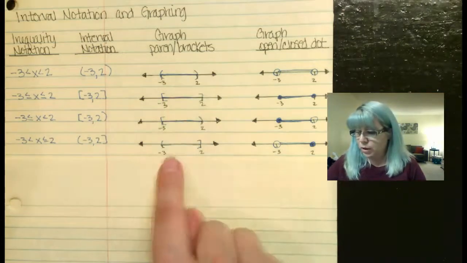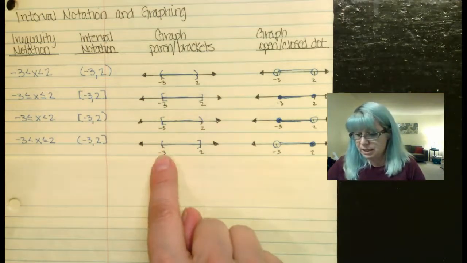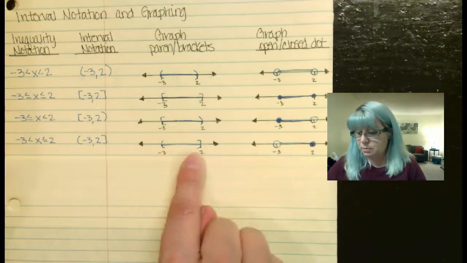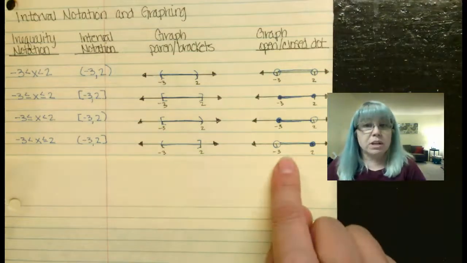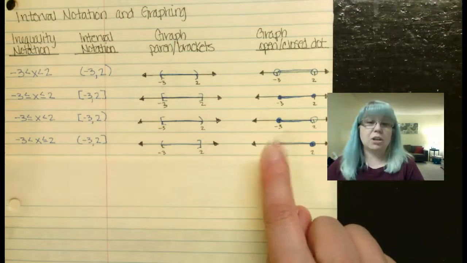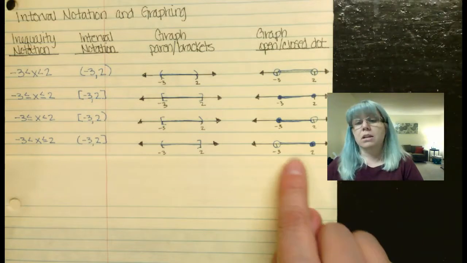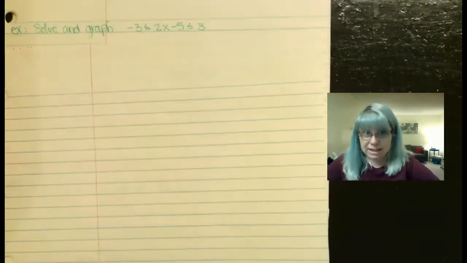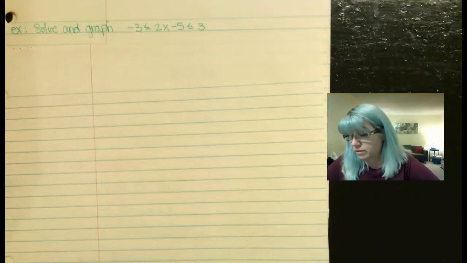Very similar in the way we're graphing it. Parenthesis on the -3, a bracket on the 2, and then everything in between. In open and closed dot notation, that's going to be an open dot on -3, closed dot on 2, and then everything in between.